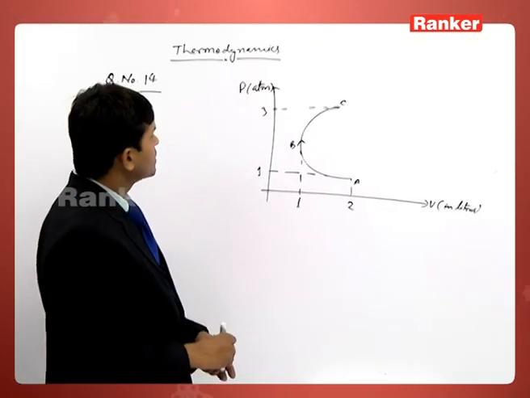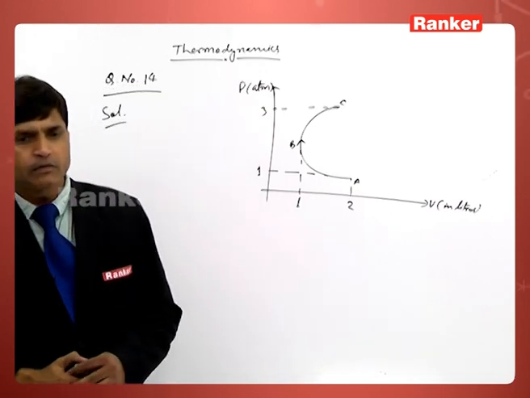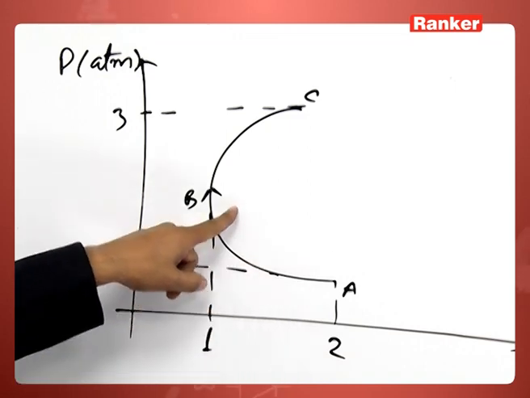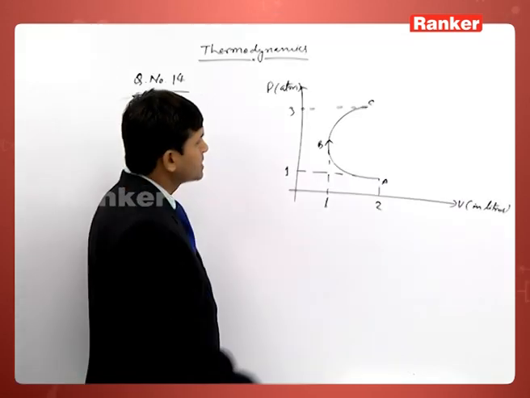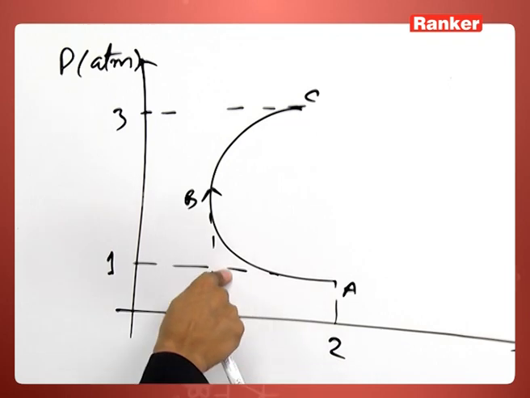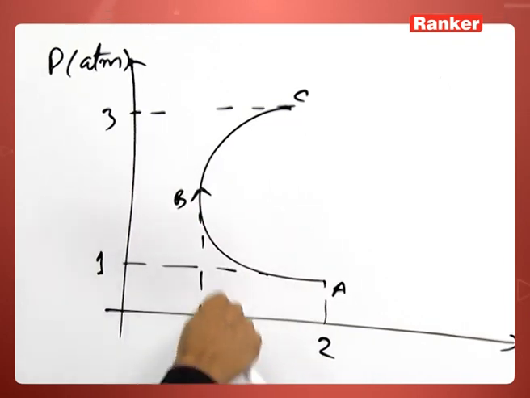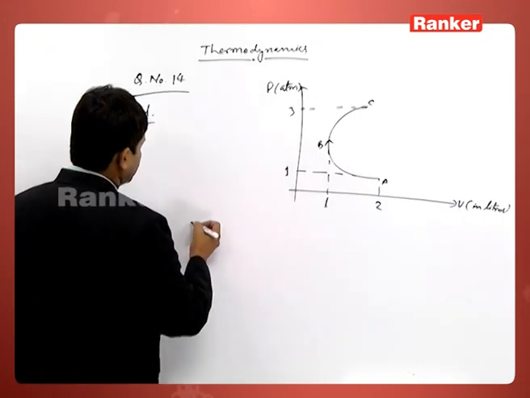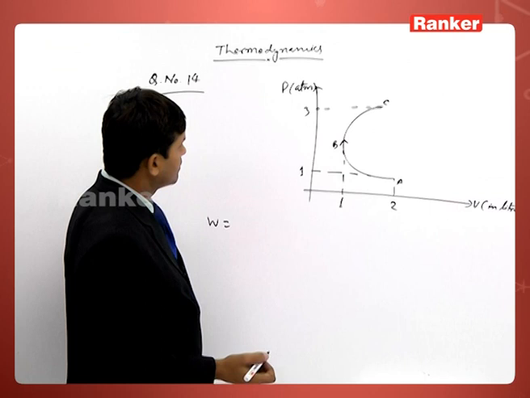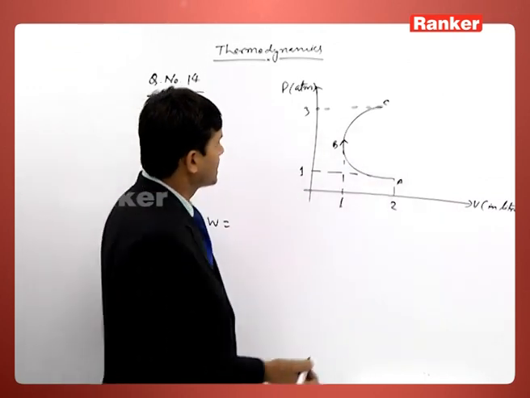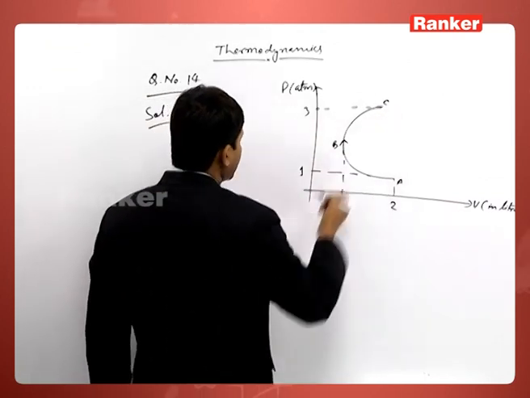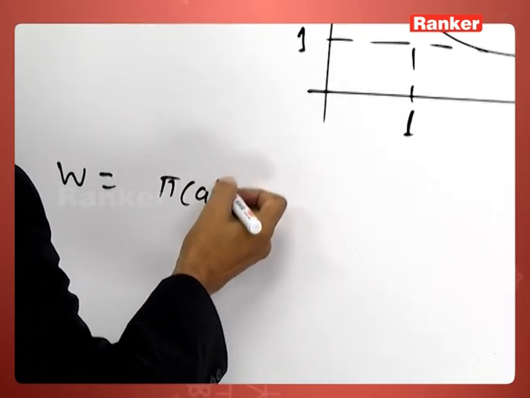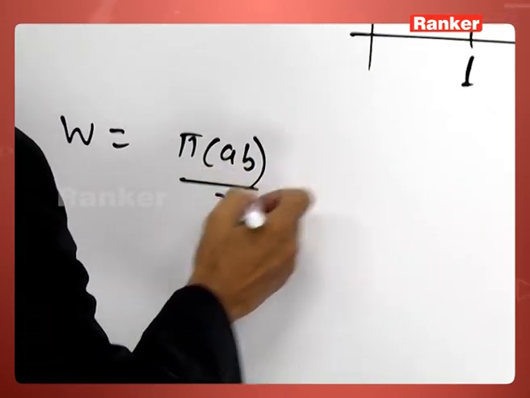So the total work done will be positive, because work done on this is positive. Why? Because first the volume is decreasing, so this is the area, then the volume is increasing, this is the area. Now the total work done. Work done is equal to the area under this cycle, which is, according to the formula, pi A into B, half of this, by 2.